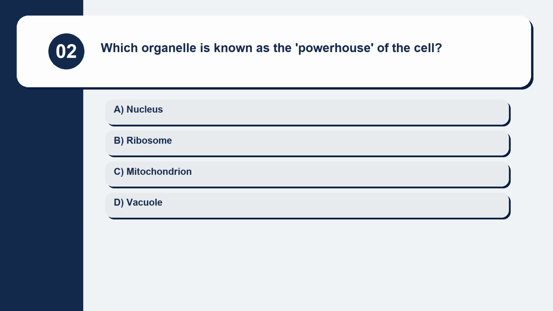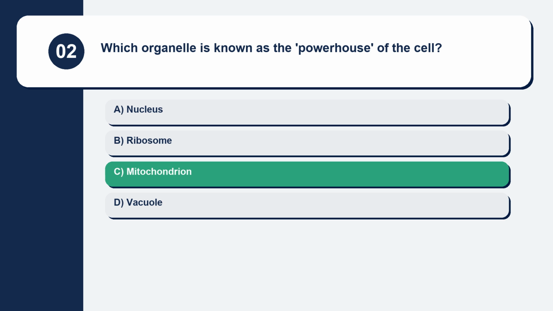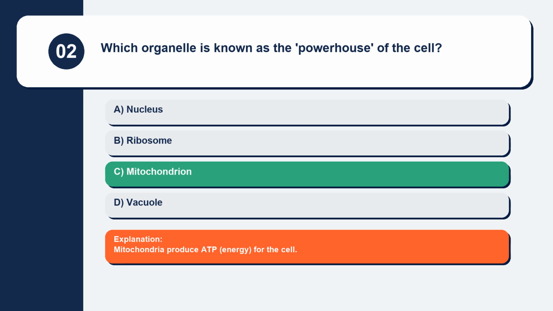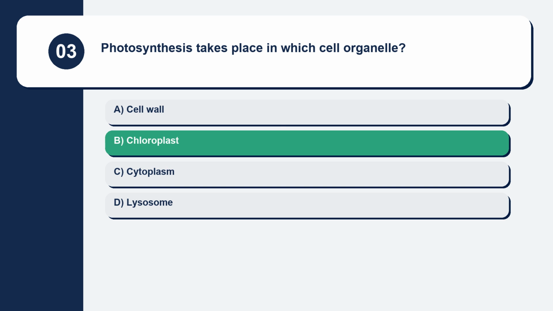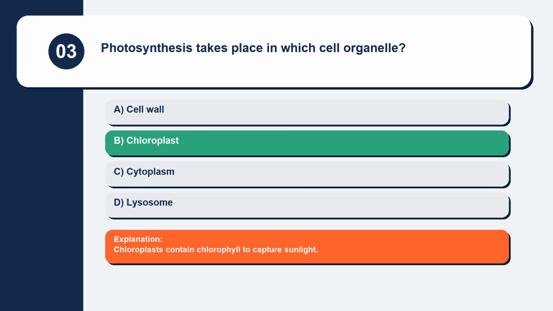Question 2. Which organelle is known as the powerhouse of the cell? Nucleus, ribosome, mitochondrion, vacuole. Mitochondria produce ATP, energy, for the cell. Question 3. Photosynthesis takes place in which cell organelle? Cell wall, chloroplast, cytoplasm, lysosome. Chloroplasts contain chlorophyll to capture sunlight.